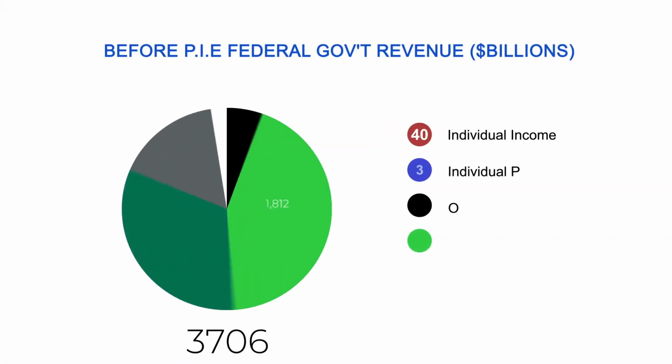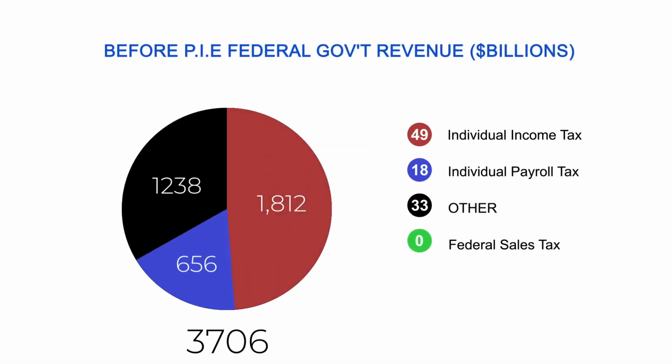As you can see on the pie chart, the federal government collects about $3.7 trillion in revenue each year, currently. And that number comes predominantly from individuals paying income taxes and individuals paying payroll taxes. That accounts for 2 out of every $3 that the federal government collects comes from one of those two sources.